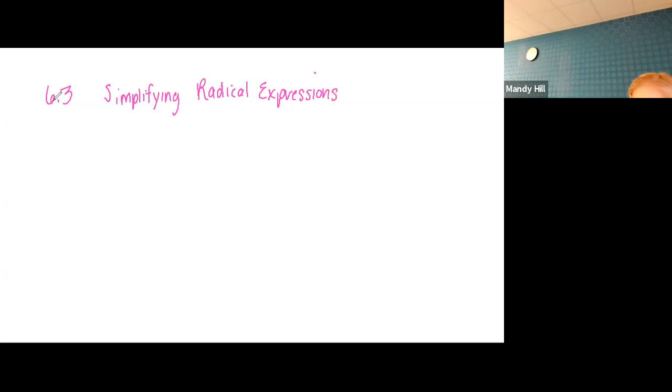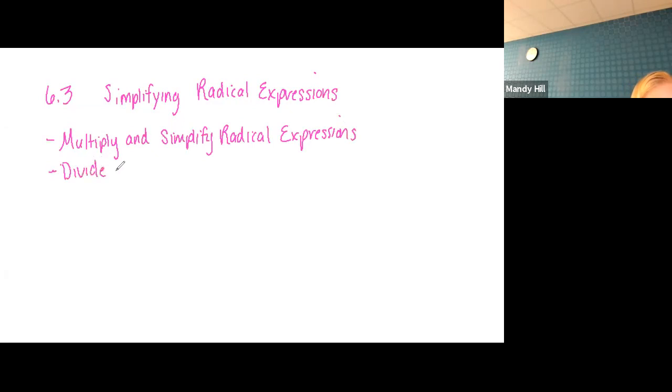And so some of the objectives in this lesson that we're going to talk about, we're going to learn how to multiply and simplify radical expressions. Okay, and we're also going to learn how to divide and simplify radical expressions.